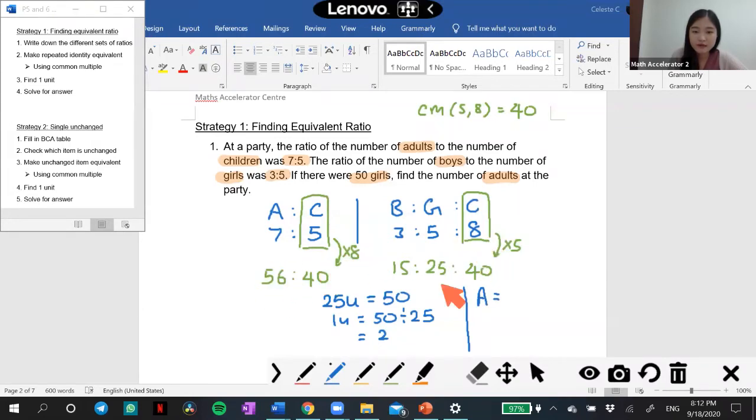Look at 56 units. You have 1 unit here, which is 2. So you can find 56 units here. 56 times 2. So your final answer, okay, great. Everyone calculated it. 112. So you have 112 adults at the party.